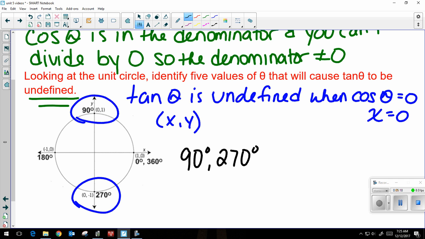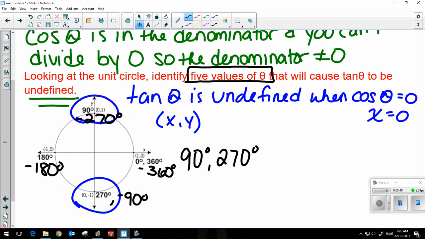Now they wanted me to identify 5 values of theta. So we have, remember, coterminal angles. So that means I can continue adding and subtracting. So let's do subtracting first. My positive angles went counterclockwise. That's why I have 0, 90, 180, 270, and 360. My negative angles can go clockwise. So 0, negative 90, negative 180, negative 270, negative 360. So I've now added 2 more. I have negative 90 degrees and I have negative 270 degrees.